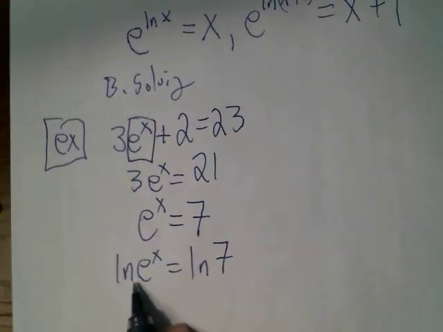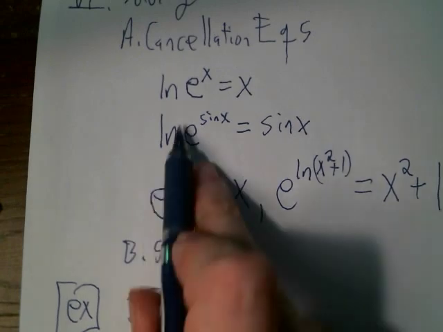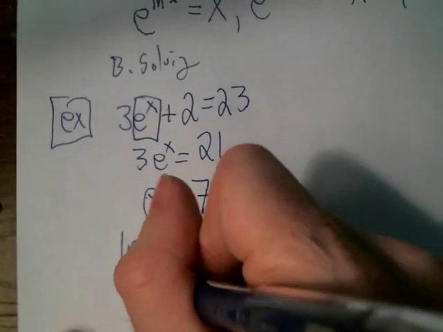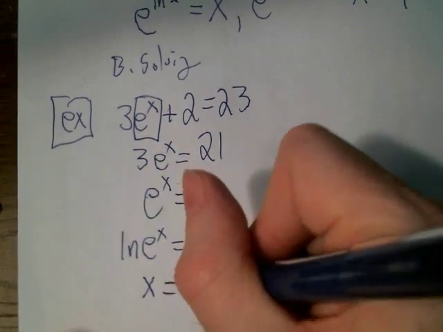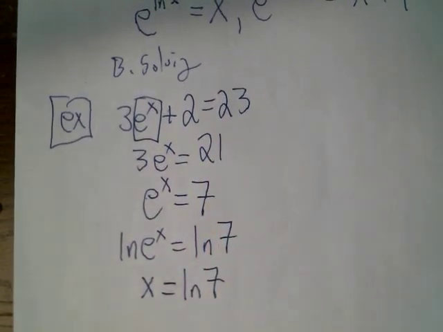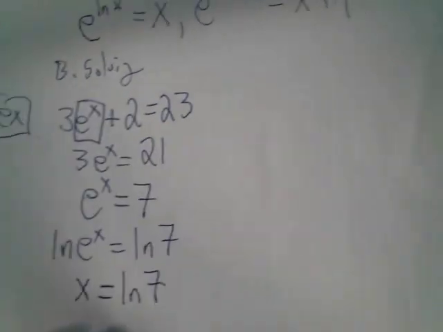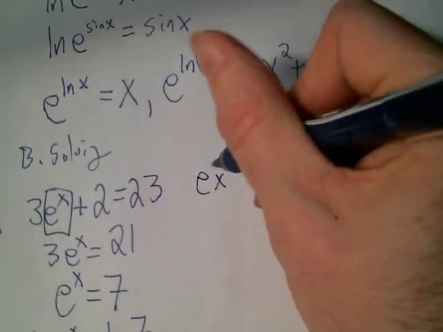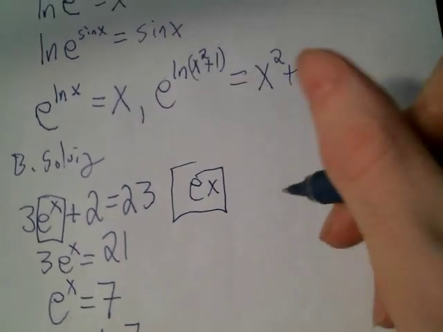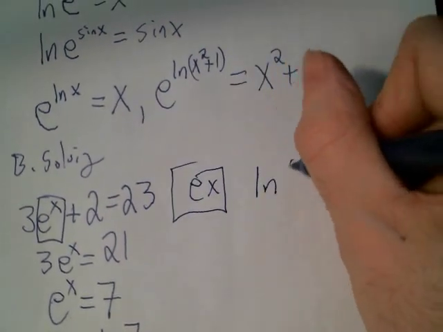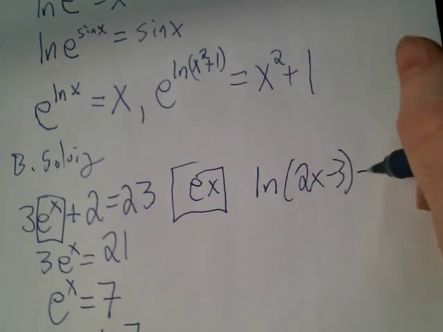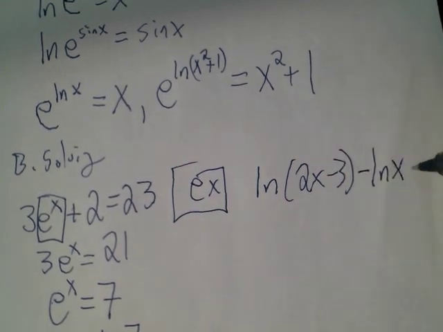And on this side, you see you have that composition thing going on. So ln of e to the x is just x. And then over there, you're stuck with the ln of 7. You get an approximation for it or whatever. Let's take a look at another example. Ln of 2x minus 3 minus the ln of x equals 10.